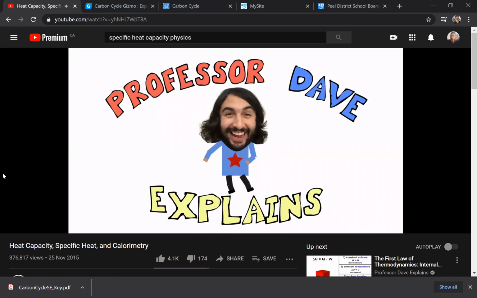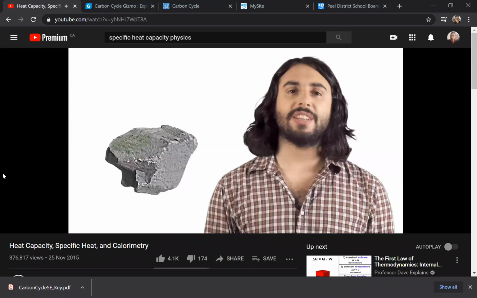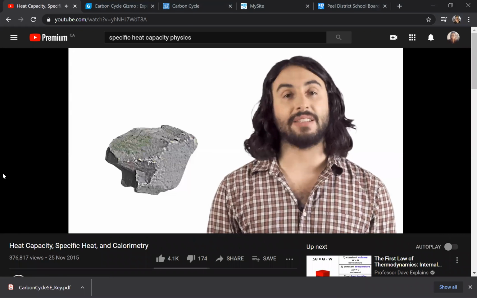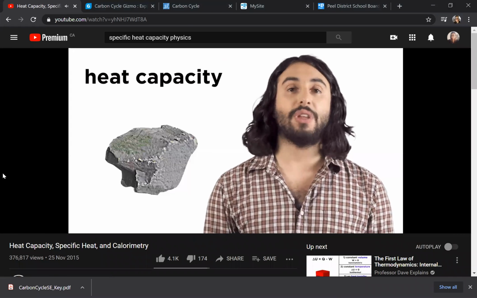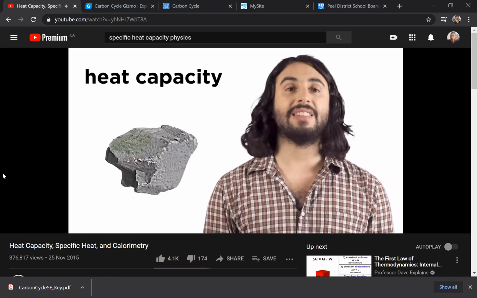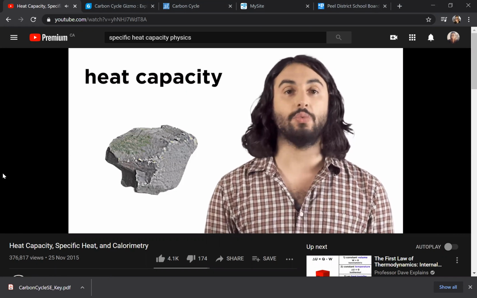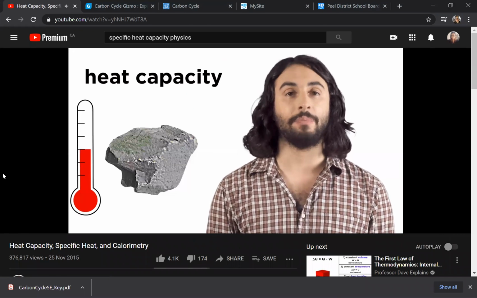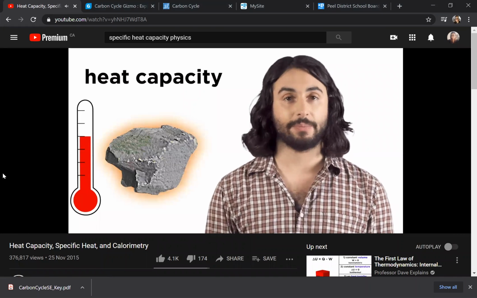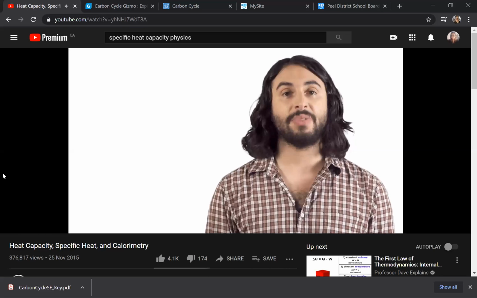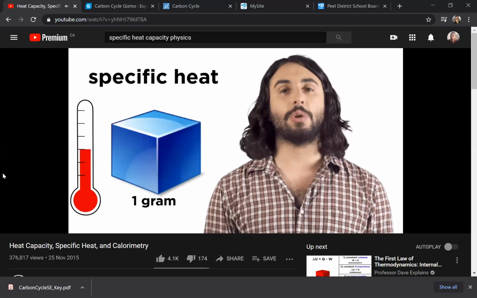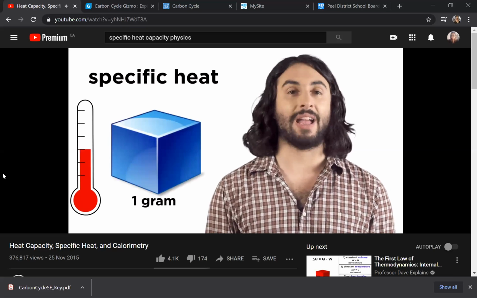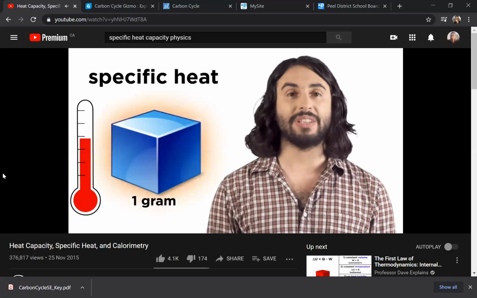Professor Dave explains. Different substances absorb heat at different rates due to various structural factors. The heat capacity of a substance is the amount of energy required to raise the temperature of that sample by 1 degree Celsius. A variation of this that is more useful for calculations is the specific heat of a substance, which is the energy required to raise 1 gram of a substance by 1 degree Celsius.